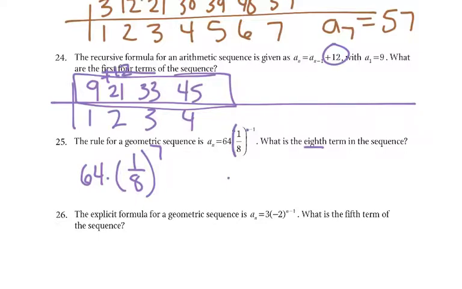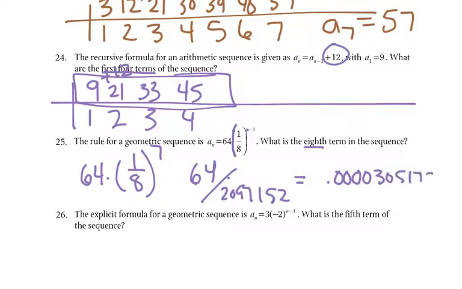If I did the fraction, it would be 64 over 2097152. So as a decimal, it's 0.00030517578, and so on. Okay, very small because of that 1/8.